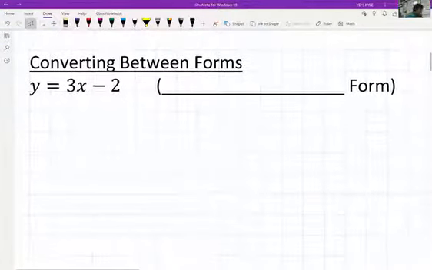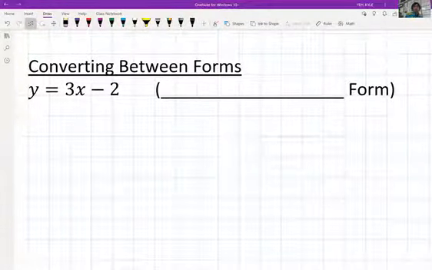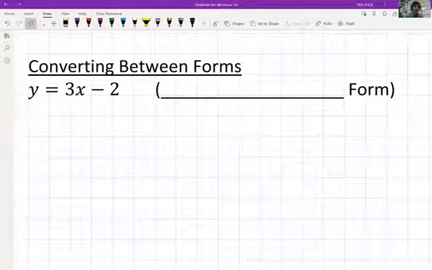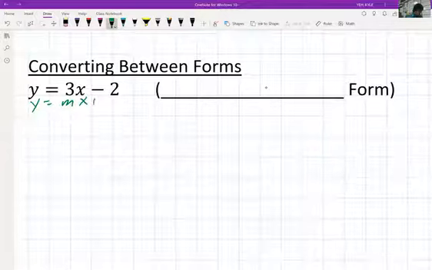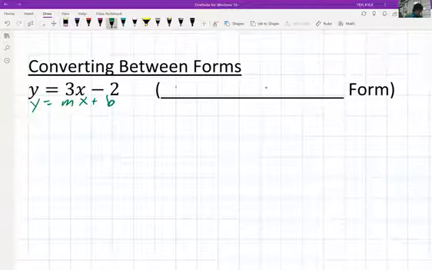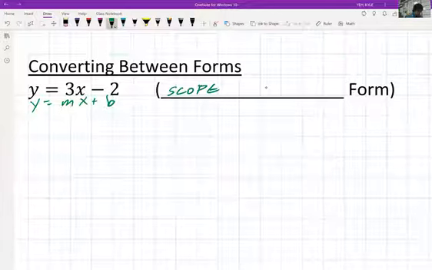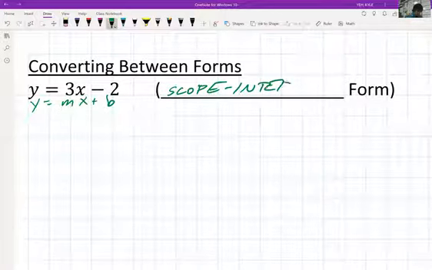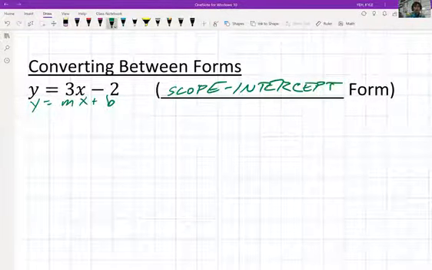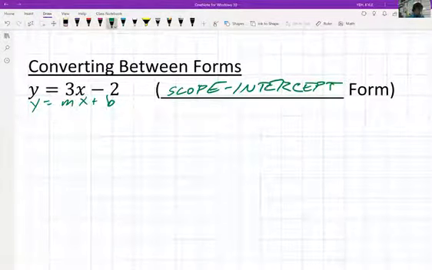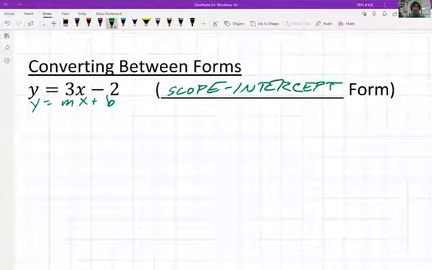So right here, converting between forms, y equals 3x minus 2. First question is, what form is this currently in? Of course, we can see this is y equals mx plus b. This is our slope-intercept form. And if you're worried about that plus b being a minus 2, remember we could write that as plus a negative 2. And so just because the sign is different doesn't mean it's not in the correct form.